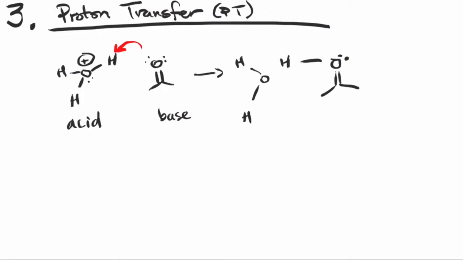So as you have seen, we need 2 arrows for this proton transfer to work. And we draw them at the same time. So our first arrow is the abstraction arrow, and our second arrow is the breaking of the original acid bond.